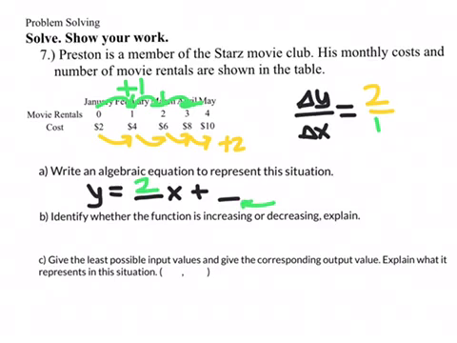Then, to figure out the initial value, that's the cost in the beginning or up front. So with no rentals, it costs $2. So our algebraic equation is y equals 2x plus 2.